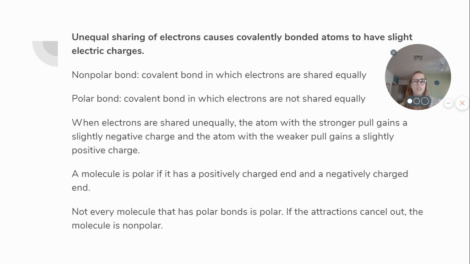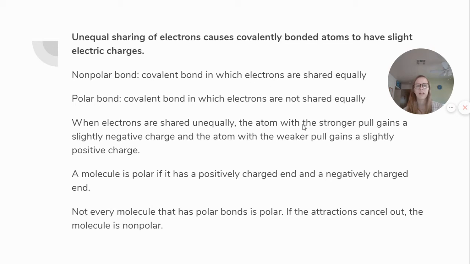Answer to our last question. Unequal sharing of electrons causes covalently bonded atoms to have slight electric charges. So we have nonpolar and polar bonds. A nonpolar bond is a covalent bond in which electrons are shared equally. In a polar bond, they are not shared equally.